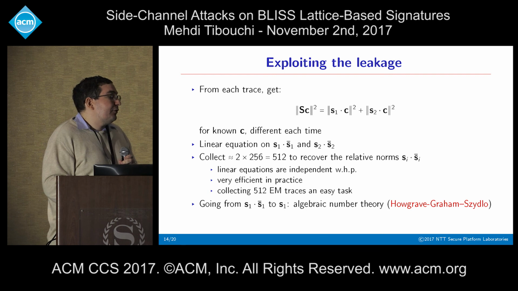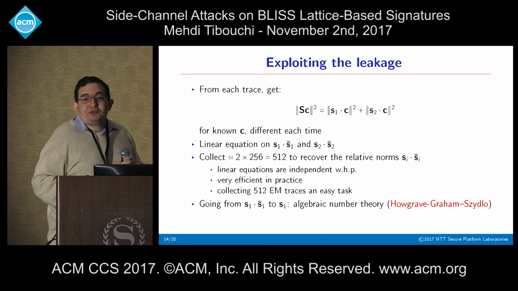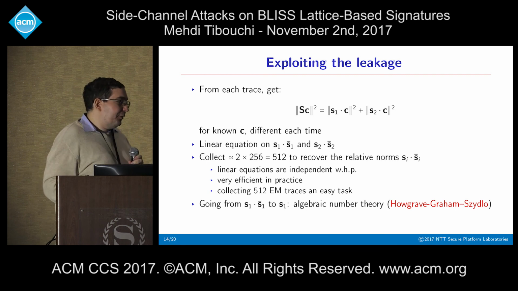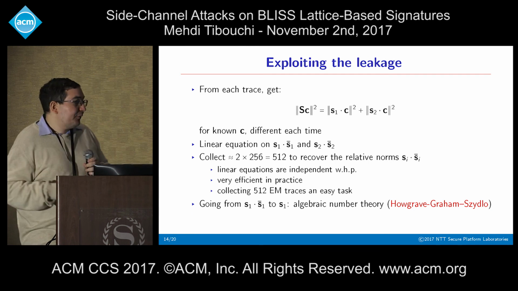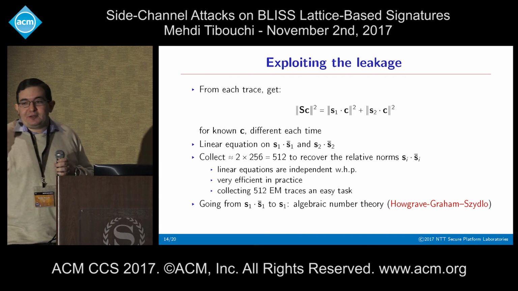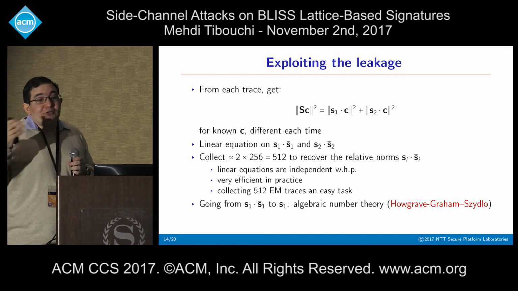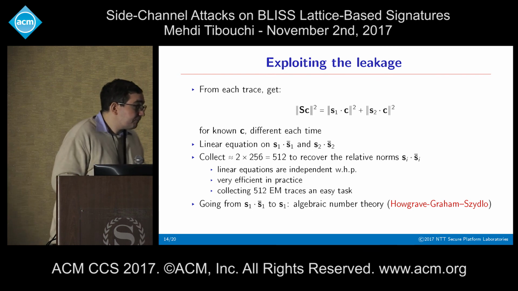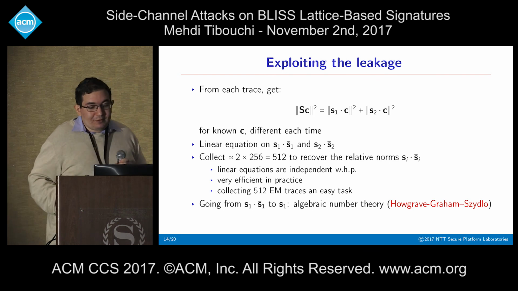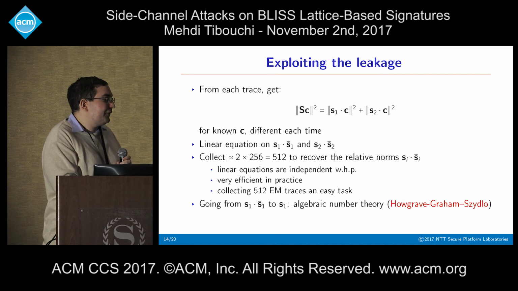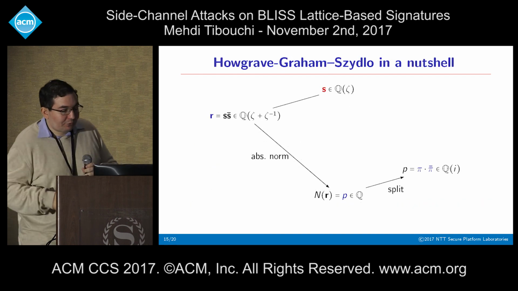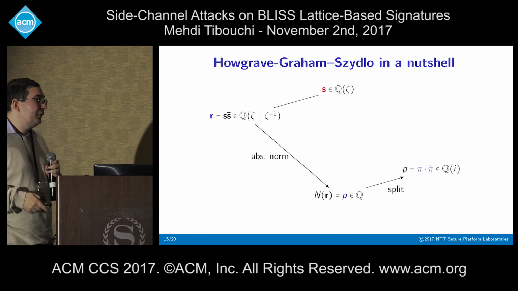For this to be true, you need the linear equations to be independent, but that's the case with high probability. Of course, it's just linear algebra, so it's very simple. And collecting 500 electromagnetic traces, for example, is very easy. Branch tracing is also quite simple. Then the problem you're left with is going from this element, called the relative norm, to the value S1 itself. And that involves some algebraic number theory.